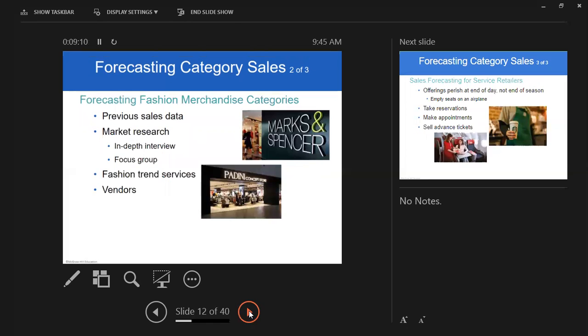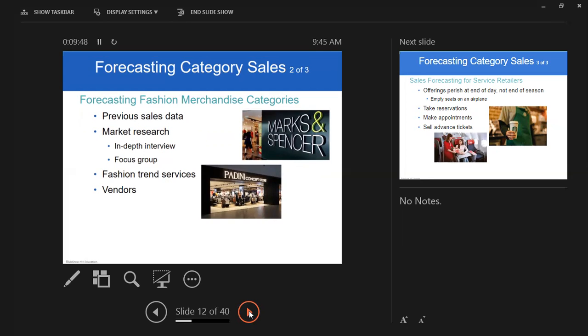And then, as for forecasting for merchandise categories, you can use your previous sales data. You can also get information from your customers through in-depth interviews and maybe focus groups. You can conduct market research to understand the fashion trend, and how the vendor can support you. Sometimes the vendor can also give you an idea because they have been working with a lot of retailers, so they can advise you on what the trend will be for this year's fashion, for example.